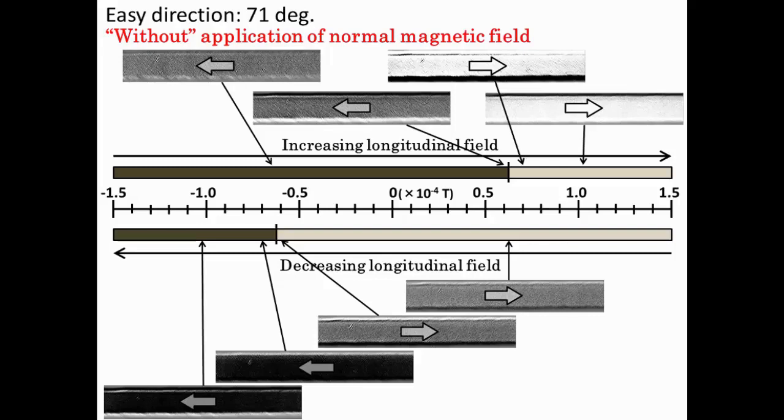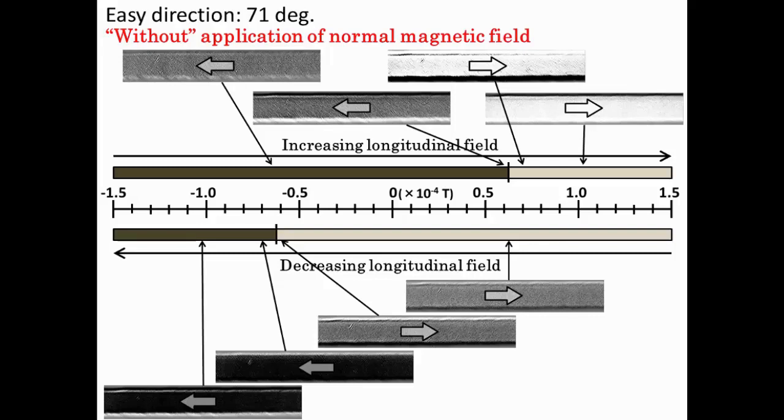This strip chart shows the domain pattern. The dark area represents single domain with negative direction, and white area represents single domain with positive direction. This measurement was carried out for the element with the z-axis in the direction of 71 degrees. In this condition, the element has a hidden stable state.